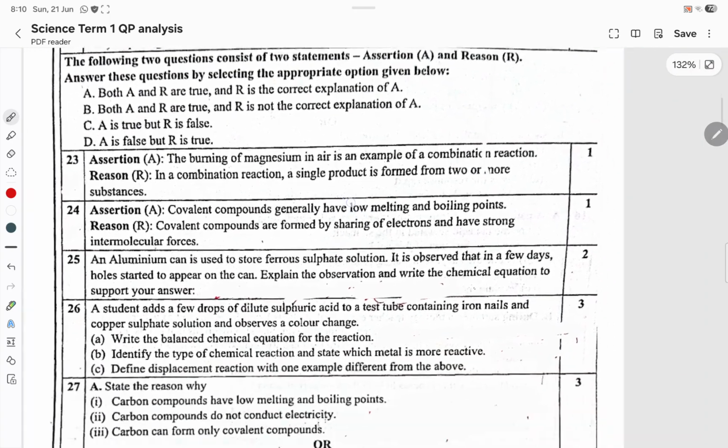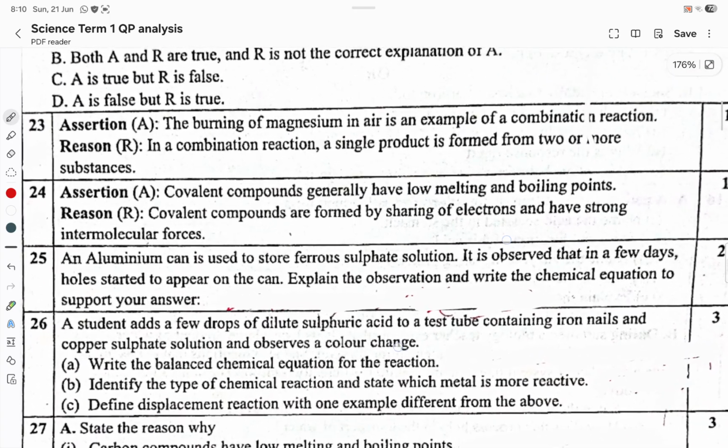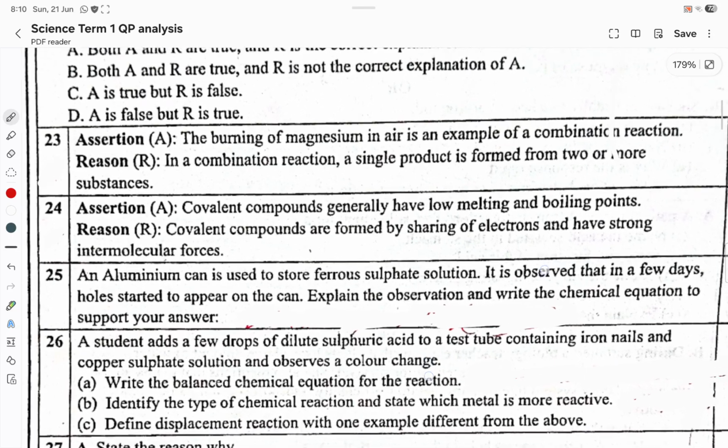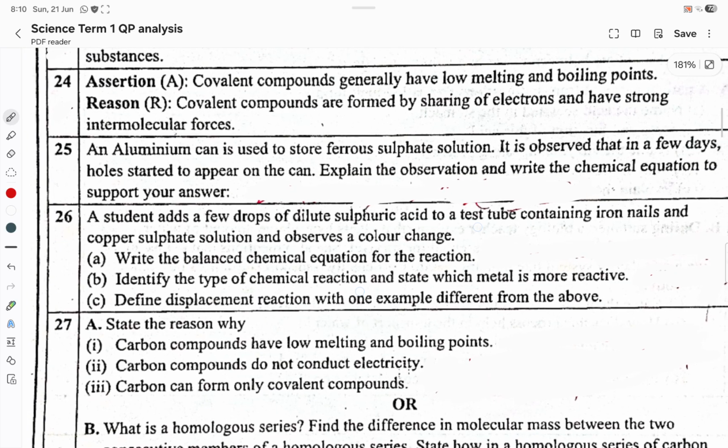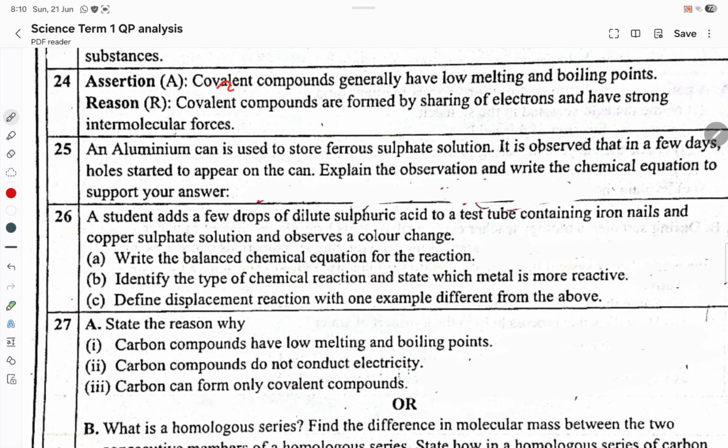Question number 24. Now, the assertion given here: covalent compounds generally have low melting and boiling points. This is because of the covalent bond. If you take ionic compounds, they have high melting and high boiling points, since a strong ionic bond is there between two ions. But covalent compounds are generally made up of covalent bonds.